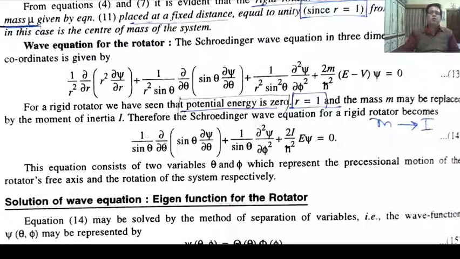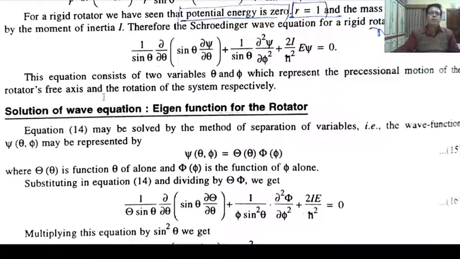1 upon sin theta del upon del theta (sin theta del psi upon del theta) plus 1 upon sin square theta del square psi upon del phi square plus 2I E upon h bar square psi is equal to 0. This equation consists of only theta and phi.